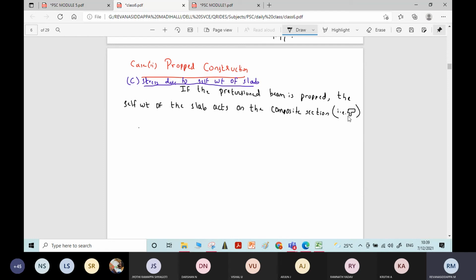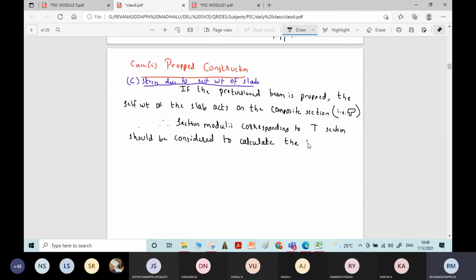Okay, sorry, that is on T section. Therefore, the section modulus, or section moduli, corresponding to the T section should be considered to calculate the stresses.